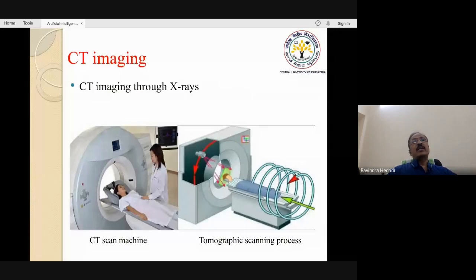The X-ray generators generate X-ray beams that are rotated around the human body. The CT camera I was describing is made of X-ray generators.